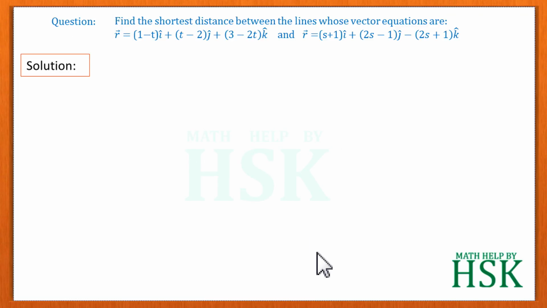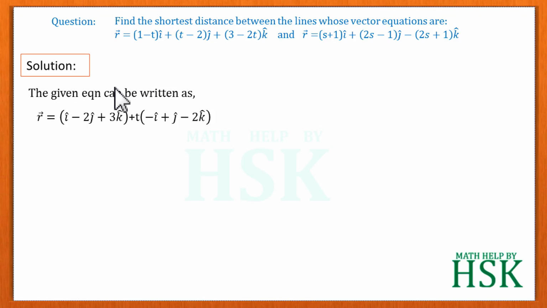Now firstly, as you can see, both the equations are not in the standard vector form of the line, that is r equals a plus lambda b, but they can be converted. They can be converted by opening the bracket and separating the terms containing t and the terms not containing t. For example, if we take the first line, we can write it like this: r equals i minus 2j plus 3k plus t times (minus i plus j minus 2k).